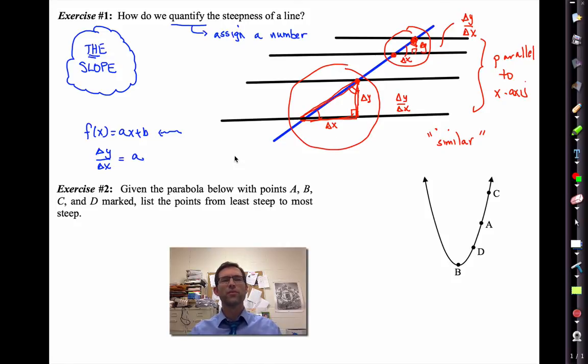Let's take a look at number 2. Number 2 says, given the parabola below with points A, B, C, and D marked, list the points from the least steep to the most steep. All right. Now this is going to seem kind of silly, and I'm sure that most of you will be just fine at it. But in other words, if you were climbing up this, let's say, parabola, clearly not linear, at what point would the hill be the steepest? At what point would it be the least steep? Should be easy. Pause the video now, though, to write down the order.